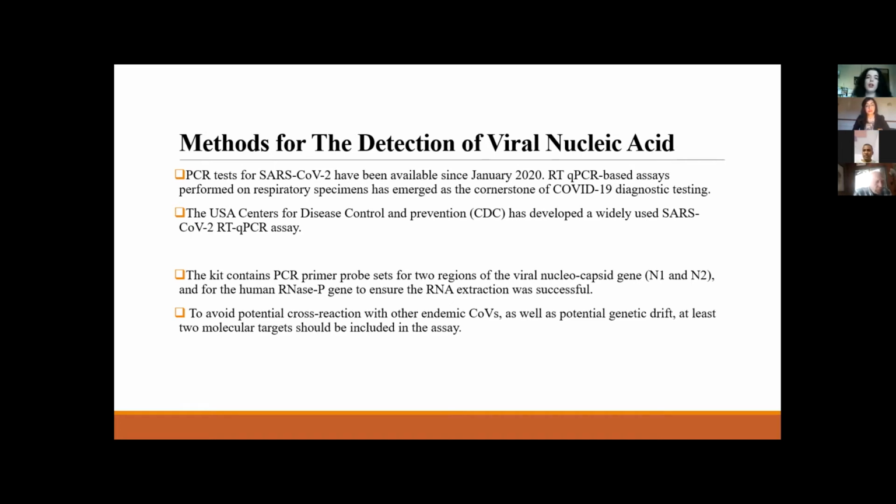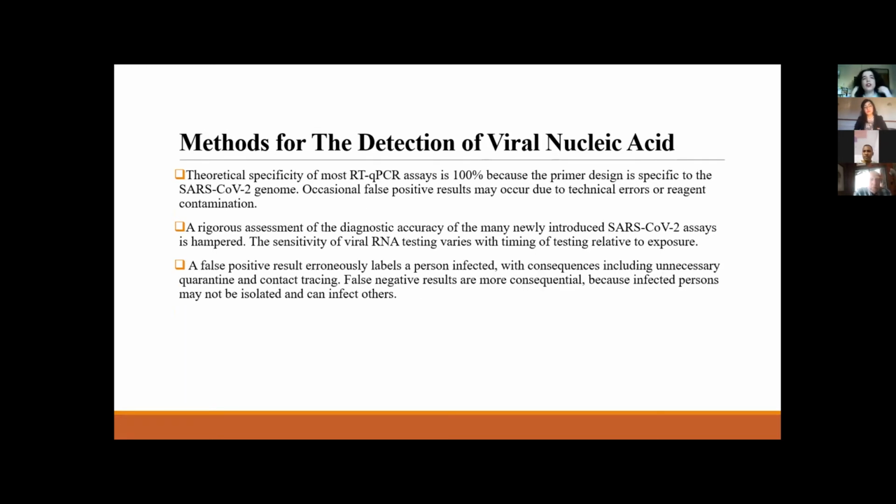The kit contains PCR primer probe sets for two regions of the viral nucleocapsid gene, N1 and N2, and for the human RNase P gene to ensure the RNA extraction was successful. To avoid potential cross-reaction with other endemic hosts, as well as potential genetic drift, at least two molecular targets should be included in the assay. Theoretical specificity of most RT-qPCR assays is 100%. Why is this method 100%? Because the primer design is specific to the SARS-CoV-2 genome.